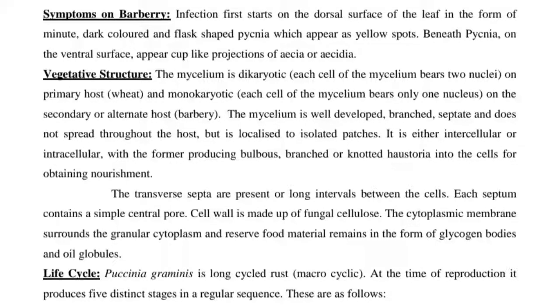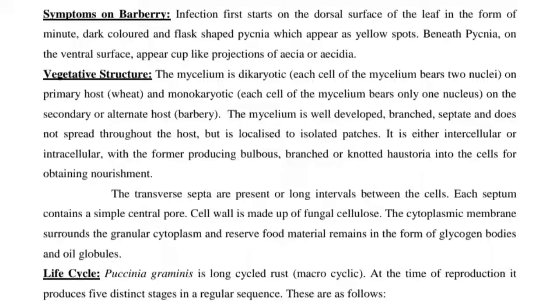It is either intercellular or intracellular, with the former producing bulbous, branched or knotted haustoria into the cells for obtaining nourishment. The transverse septa are present at long intervals between the cells. Each septum contains a simple central pore. The cell wall is made up of fungal cellulose. The cytoplasmic membrane surrounds the granular cytoplasm, and reserve food material remains in the form of glycogen bodies and oil globules.